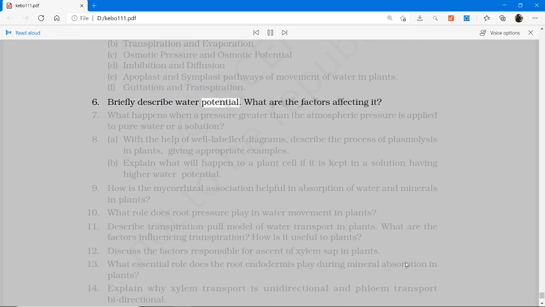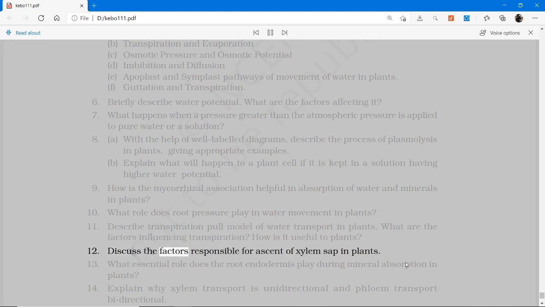6. Briefly describe water potential. What are the factors affecting it? 7. What happens when a pressure greater than the atmospheric pressure is applied to pure water or a solution? 8. A. With the help of well-labeled diagrams, describe the process of plasmolysis in plants, giving appropriate examples. B. Explain what will happen to a plant cell if it is kept in a solution having higher water potential. 9. How is the mycorrhizal association helpful in absorption of water and minerals in plants? 10. What role does root pressure play in water movement in plants? 11. Describe transpiration pull model of water transport in plants. What are the factors influencing transpiration? How is it useful to plants?